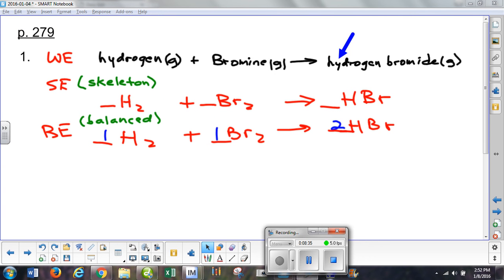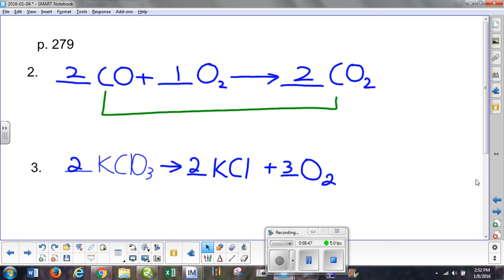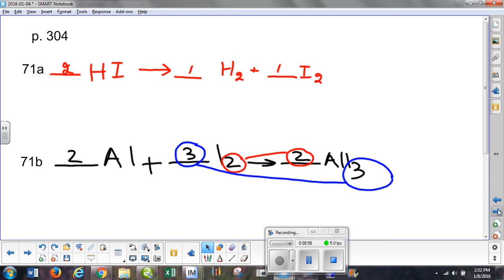These are the problems that we did for last night's homework. I'm just going to show them for a short time. If you want to see them for longer, what you need to do is just stop the video to copy down what you need. So here are our two problems, 2 and 3, that we did, and the balancing there. And the next one is from page 304, 71A and 71B.